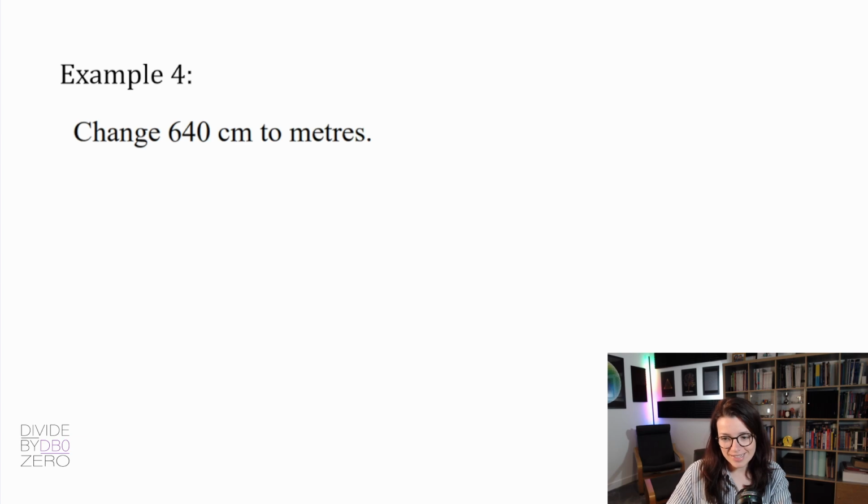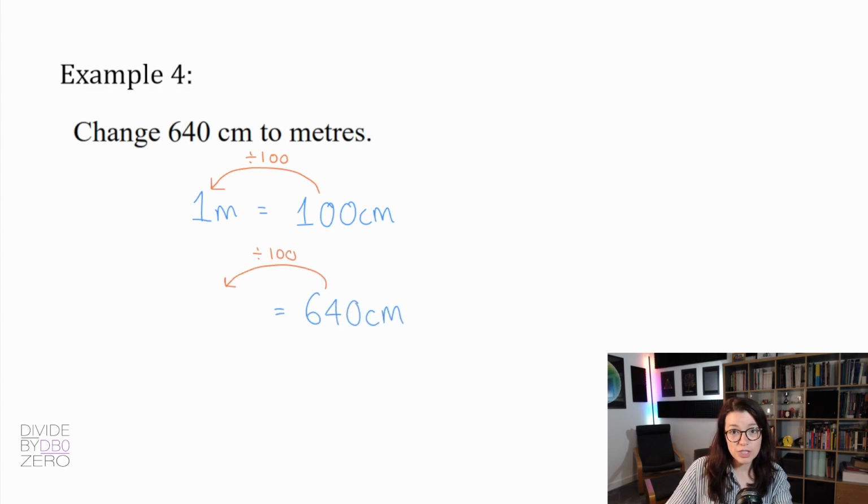Example 4, change 640 centimeters to meters, so we know that 1 meter equals 100 centimeters. To go from centimeters to meters, we want to go this way, so this time divide by 100. 640 centimeters. Let's divide that by 100. This time, we just want to move the decimal point back twice. So starting here, 1, 2 gives us 6.4.